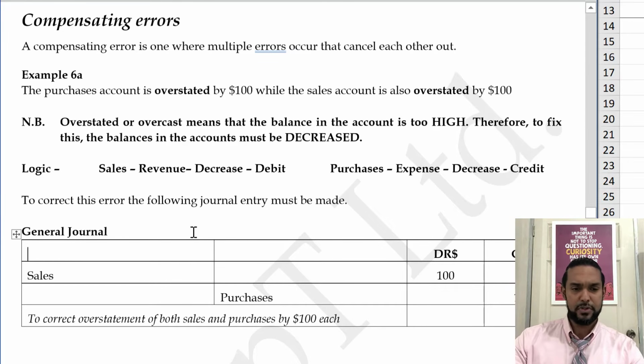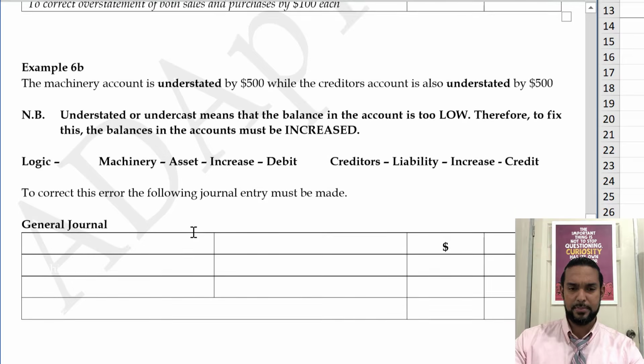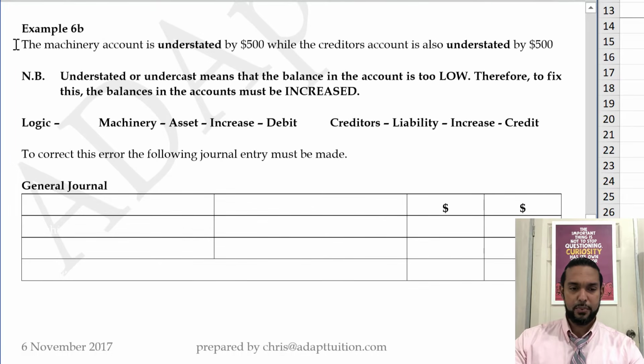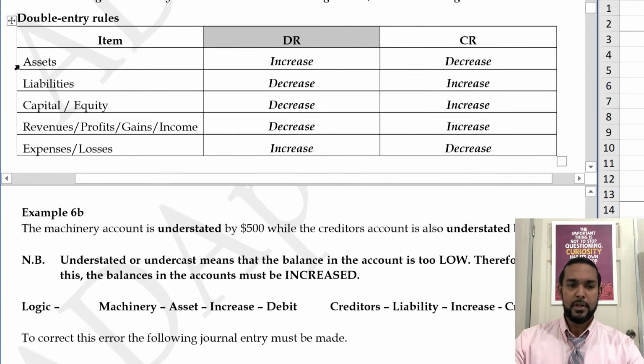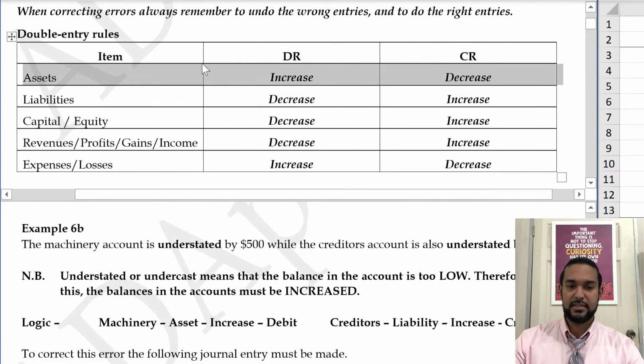Now, let's scroll down a little bit, and we're going to take a look at example 6b. Now this is where the machinery account is understated by $500, and the creditors account is also understated by $500. Okay, so machinery is an asset and creditors is a liability. Let's go back up to the rules. By now we should know our asset rules. Assets are debit to increase, credit to decrease, whereas with liabilities we follow the opposite rules: credit to increase and debit to decrease.